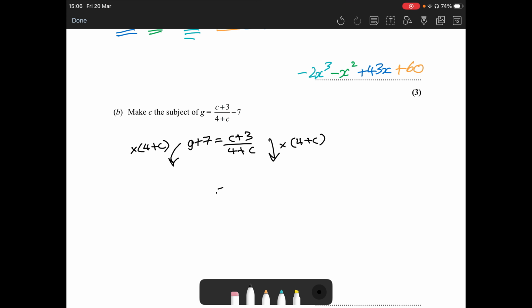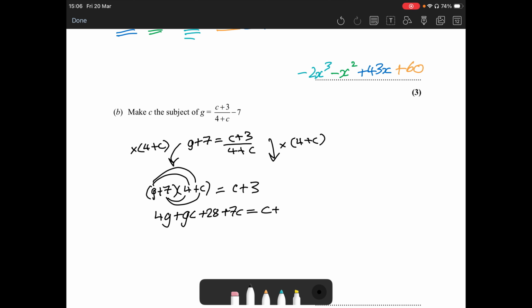On the right-hand side, because you're multiplying by the denominator, the top and bottom cancel out, leaving you with c plus 3. On the left, you are going to have double brackets. So we'll have the g plus 7, but we're also timesing it, remember, by 4 plus c. So let's handle this double bracket. g times 4, 4g. g times c, gc. 7 times 4, 28. 7 times c, plus 7c, equals c plus 3.